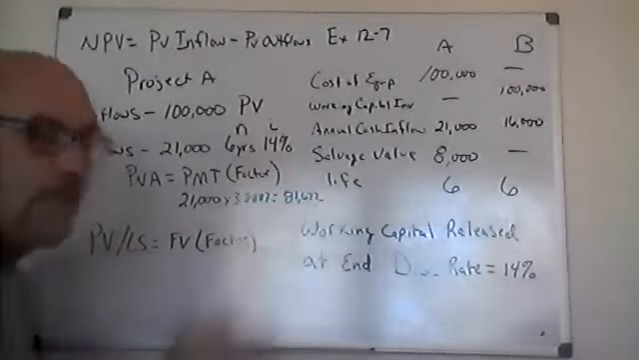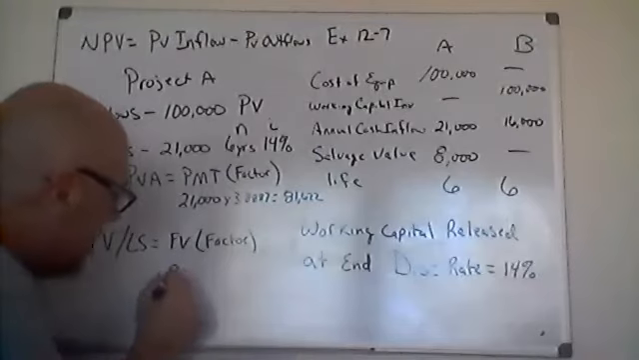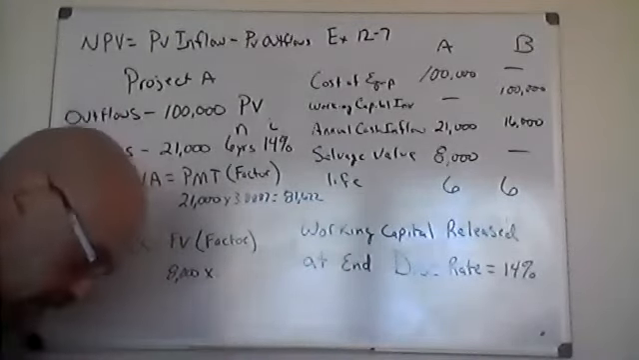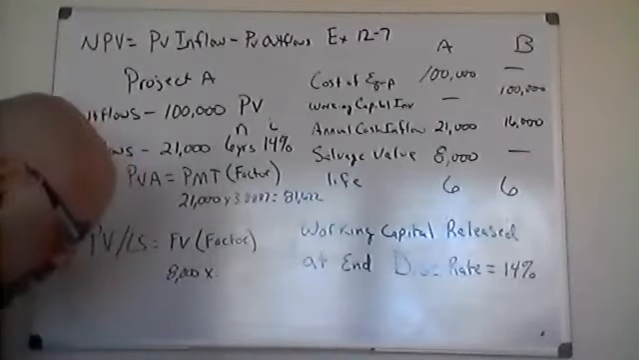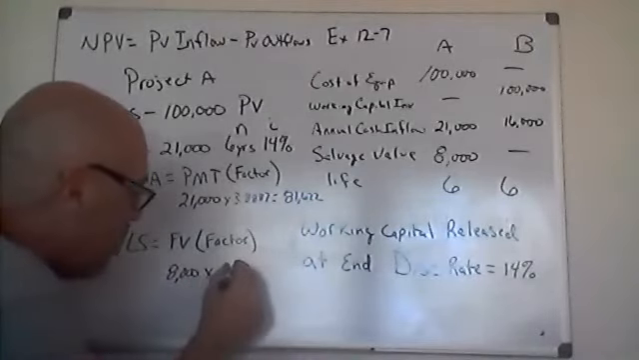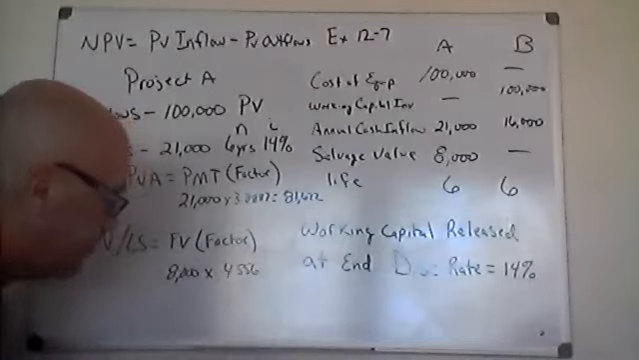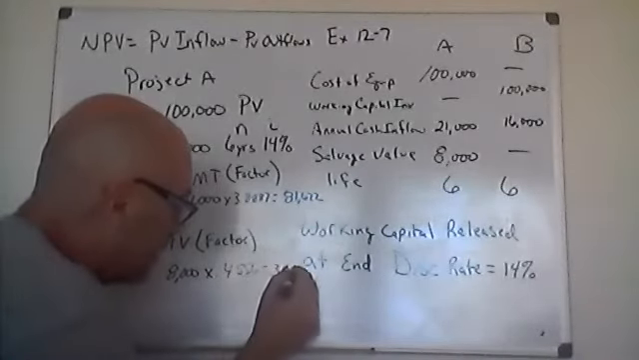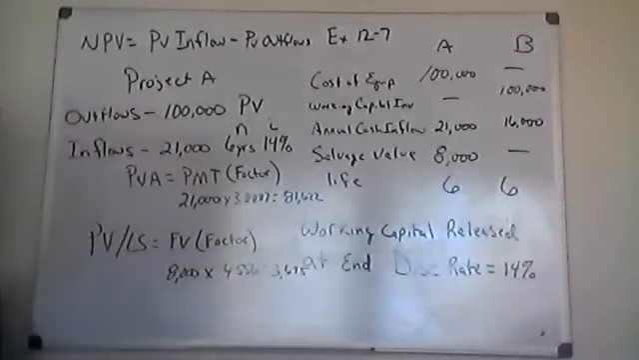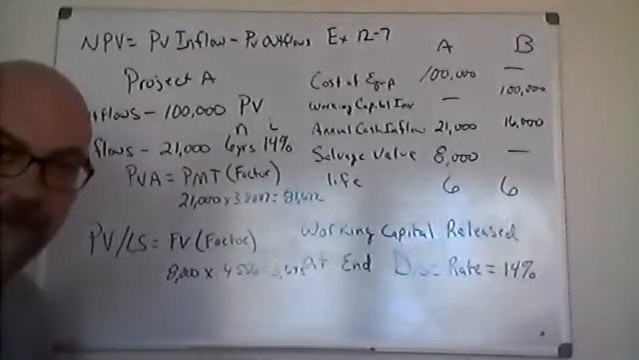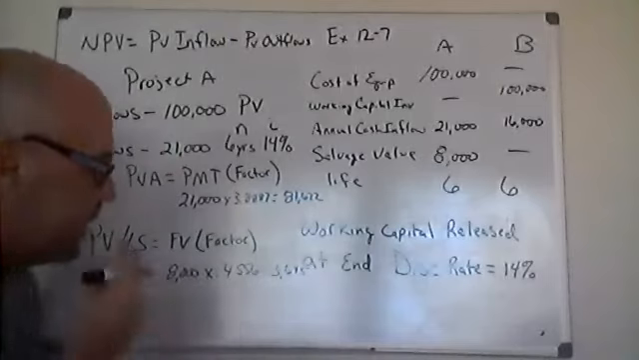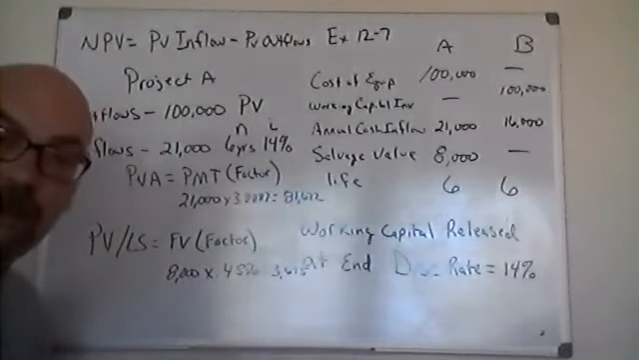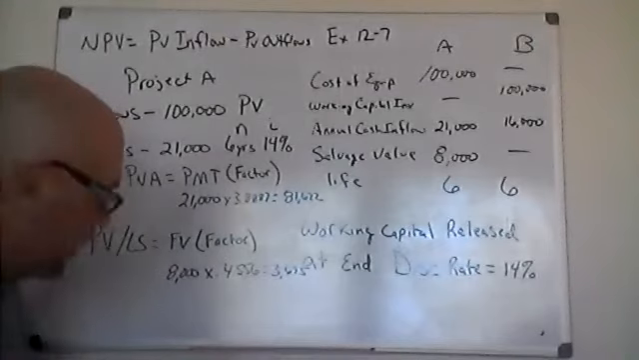Our future value, what we are going to receive in the future, is 8,000. Factor in this case is 0.4556. Equals 3,645. When you take 8,000 times 0.4556, that is your present value of the salvage.